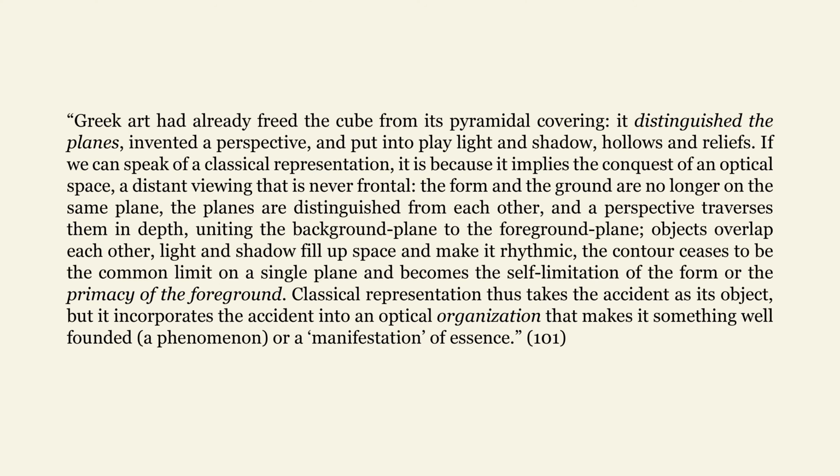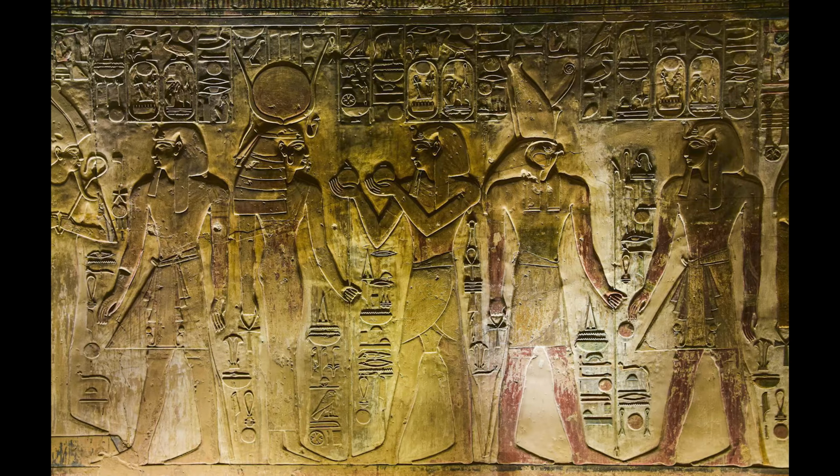Notice also what Deleuze says here. Objects overlap each other in Greek art. It would be unthinkable for an Egyptian to make objects overlap each other, as that would negate the fullness of their respective essences. An essence cannot be incomplete or partially covered.